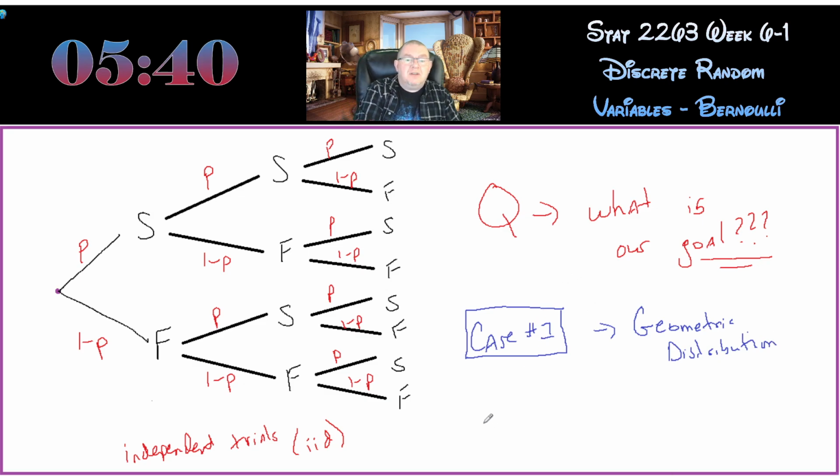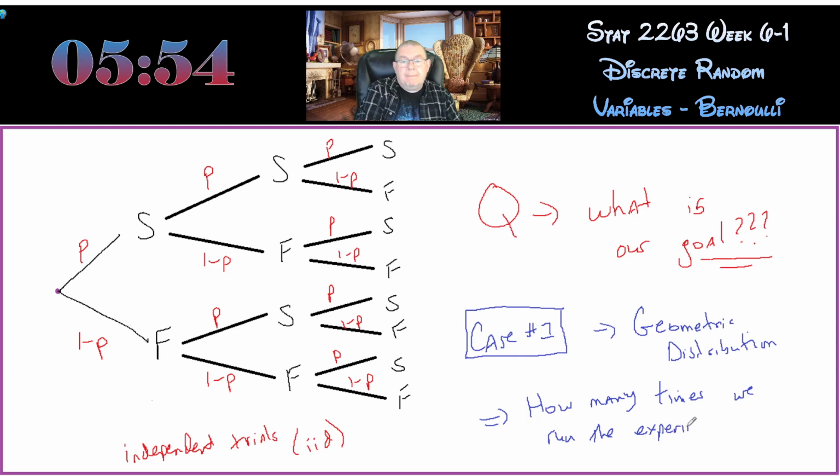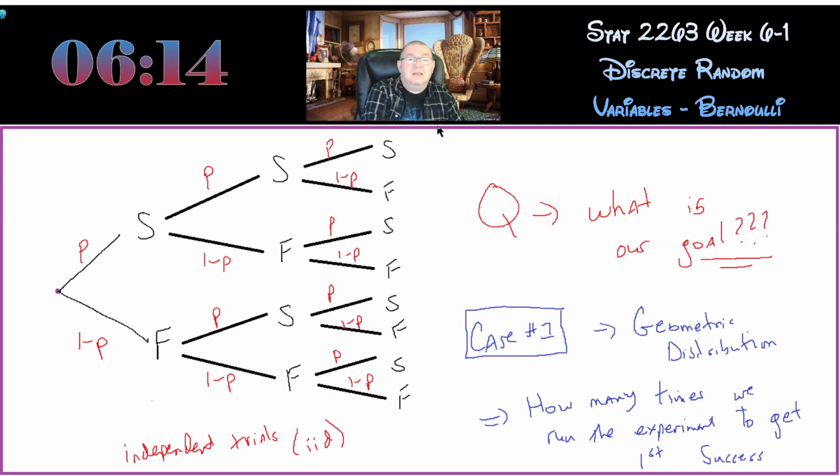And in the geometric distribution, it's how many times we run the experiment to get, let me fix that word, get. I know I'm saying it and you guys don't really need me to write it, but just like class, we write it on the board for those that need it there. How many times we run the experiment to get our first success.